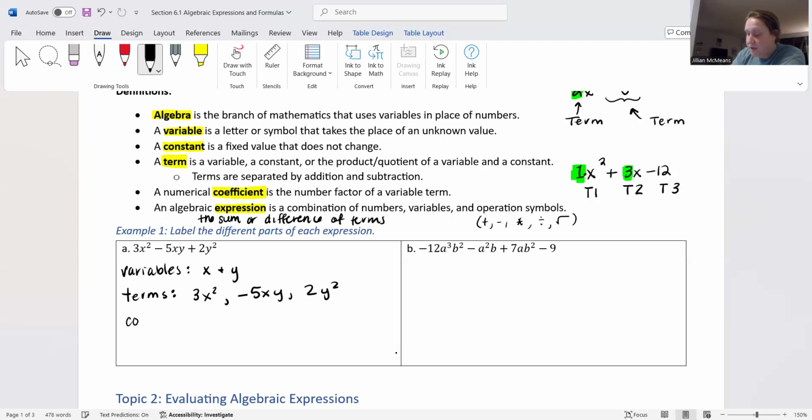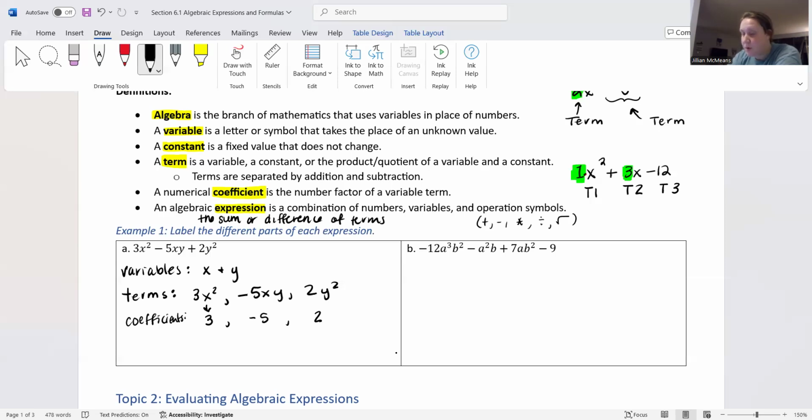Now, coefficients. For this first term, our coefficient is positive 3. So we have positive 3 times x squared. So that numerical factor is our coefficient. For the second term, we have negative 5 times xy. So the numerical factor is negative 5. That's our coefficient. And then for our third term, we have 2 times y squared. So the number factor would be 2. So coefficient positive 2. All right.